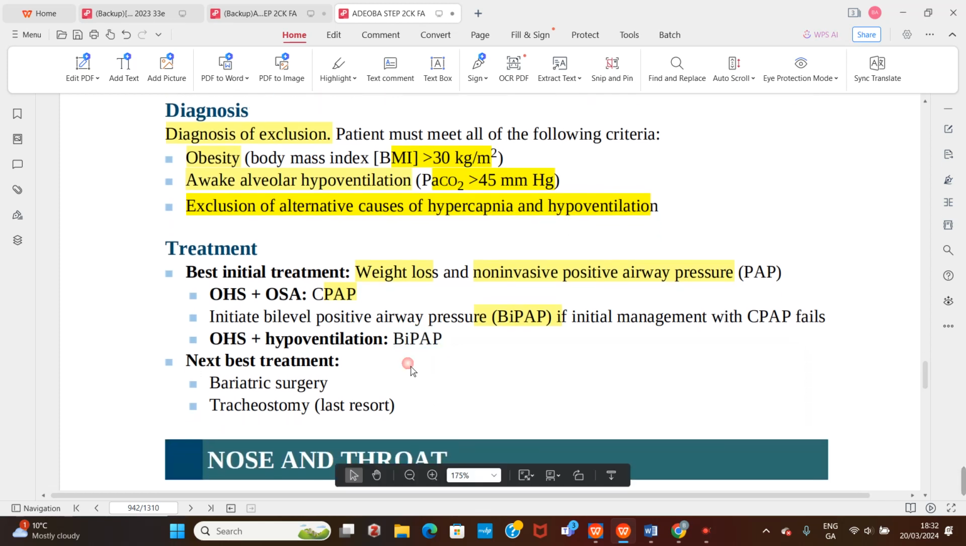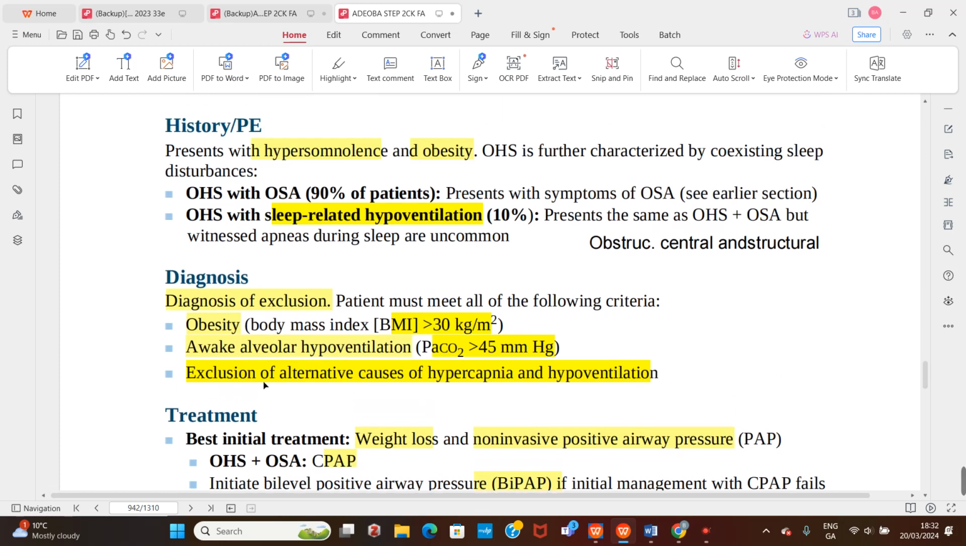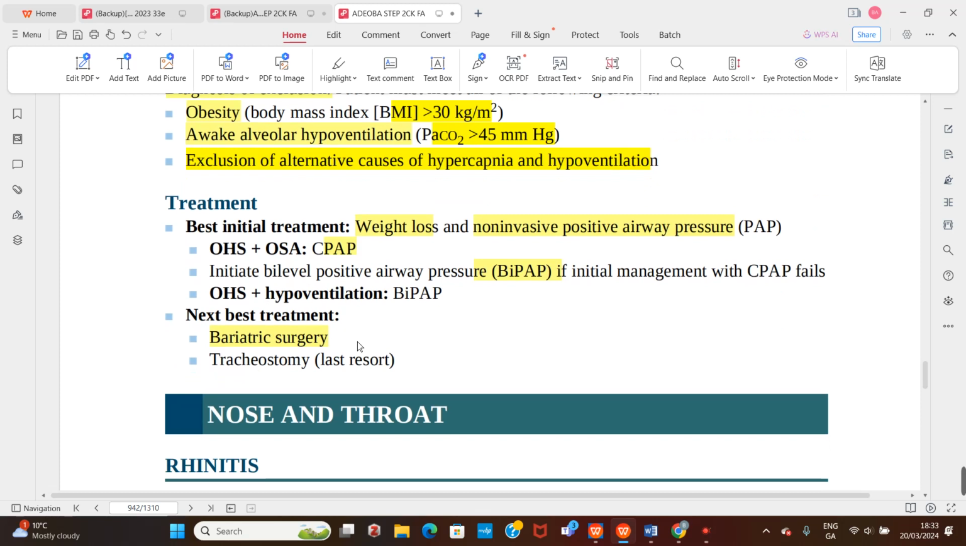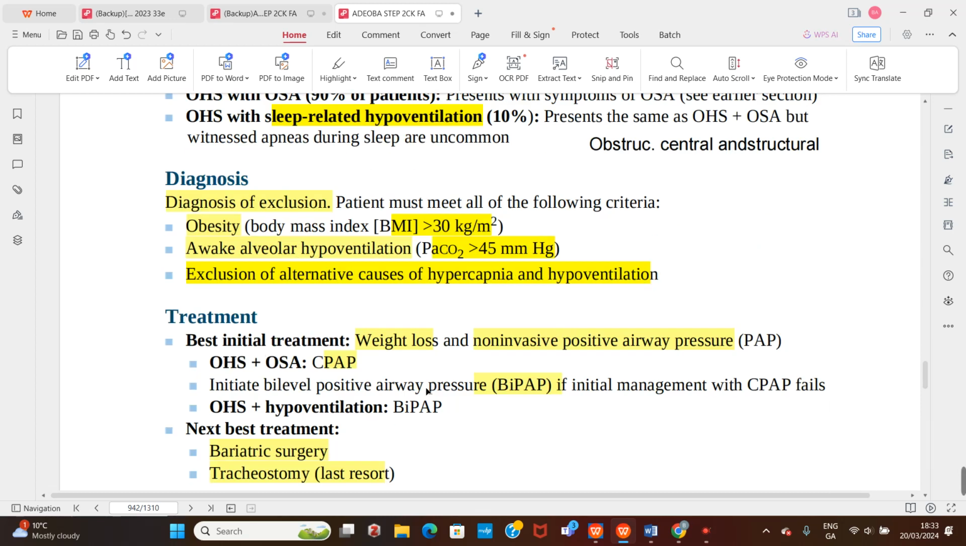If that fails, you can now do bariatric surgery, weight loss surgery to reduce the weight, because you definitely know that one of the problems in OHS is obesity. So you must treat it, bariatric surgery. Or you now eventually do tracheostomy as a last resort.